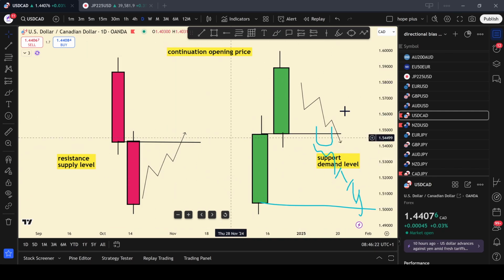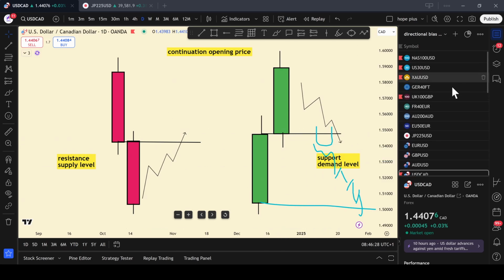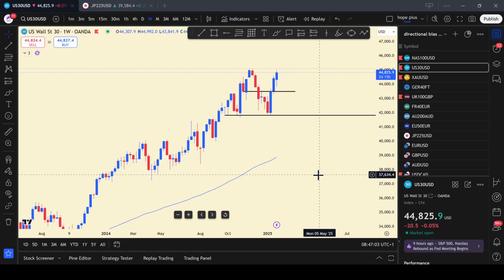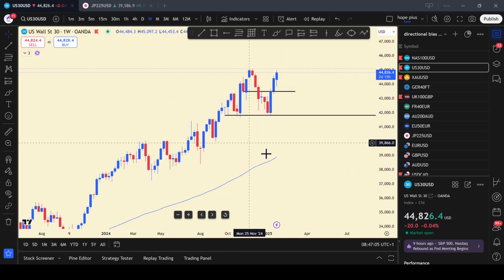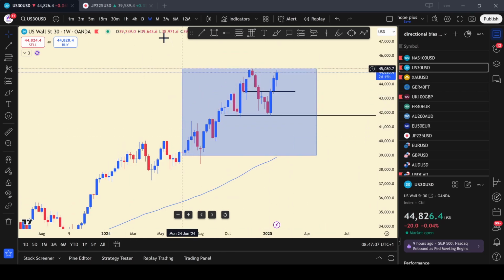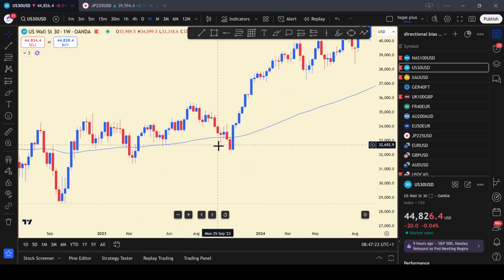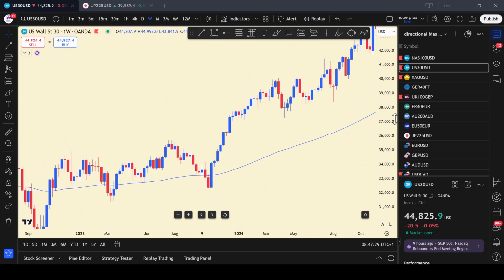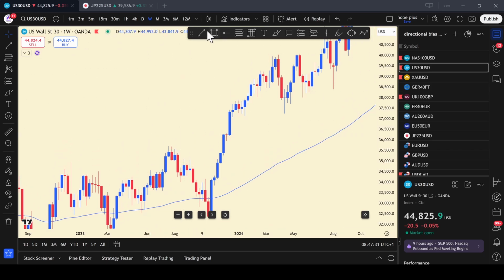So we are going to go to the chart and see how these levels play out on the chart. And then I'm going to give you a trade example. So let's look at US 30 on the weekly time frame and then look how this area holds up. As you can see, we are pushing up. Market did not come back to this area because of the continuation opening price.